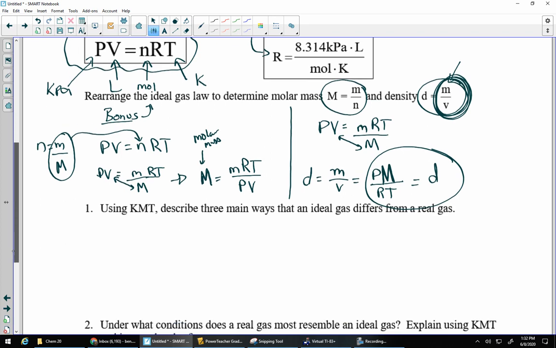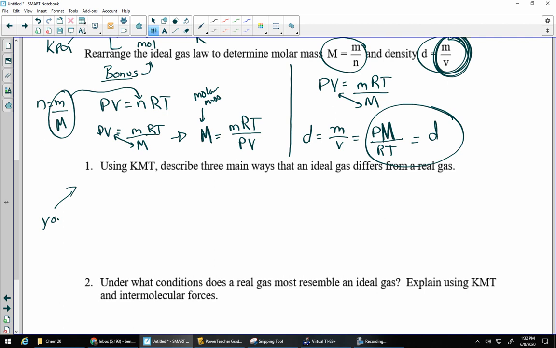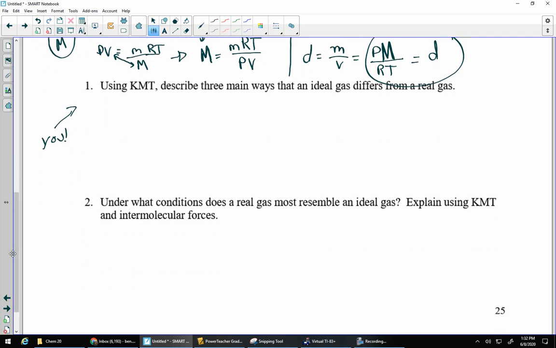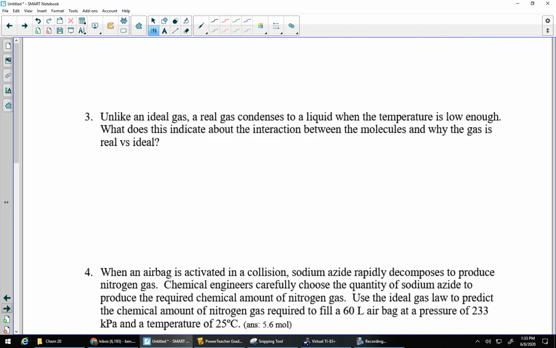So things that I'm going to get you to do. I'm going to get you to answer question 1, question 2, because it's kind of a review of exactly what we just talked about. Let's see. Interaction between molecules and real versus ideal. All we'll say with this is, unlike an ideal gas, a real gas condenses to a liquid when the temperature is low enough. Why does this happen? So real gases have intermolecular forces. In other words, they're attracted to each other, even though it is very slight. It's not a huge one, but it is very slight. So I'll answer that one for us.